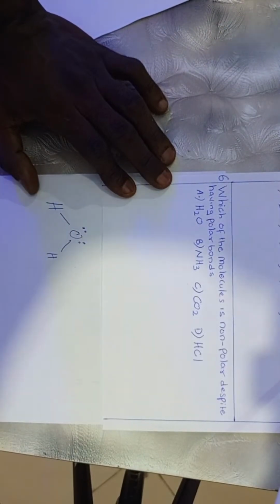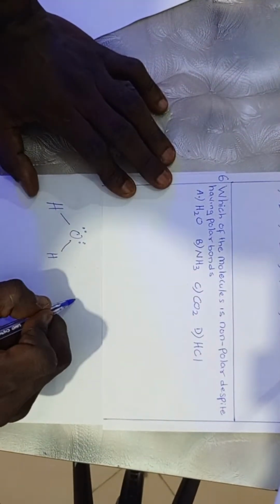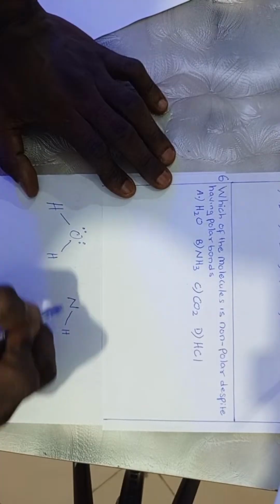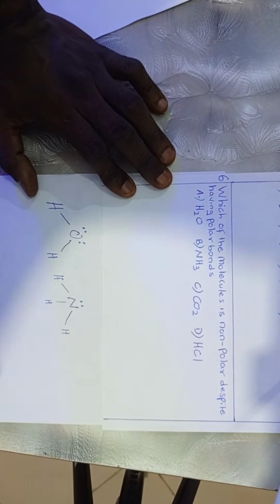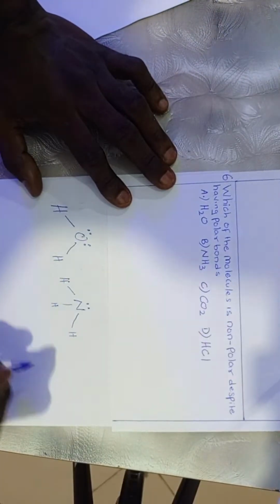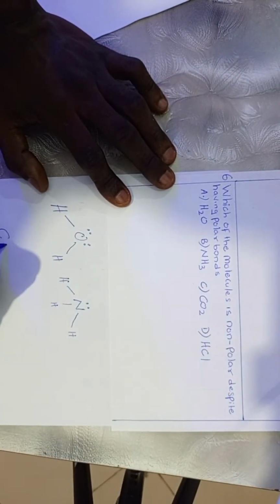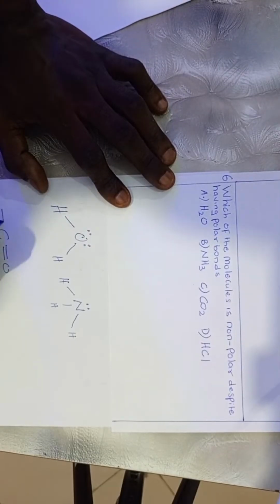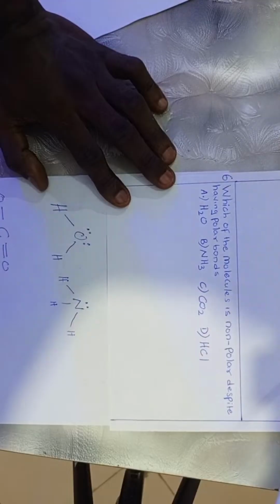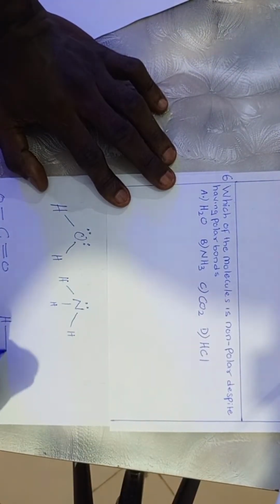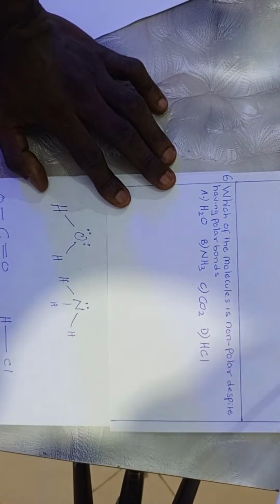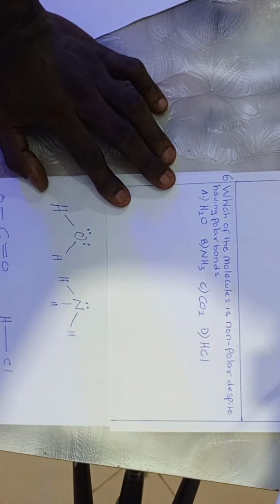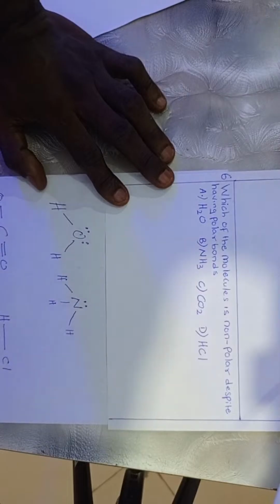All right, so let's draw for ammonia. Ammonia, just like this, N, H, H. There's a lone pair here. All right. What about the other one? You have CO2. CO2 looks like this. You have C here, double bond to O, double bond to O. All right. That's CO2. Now, what about the other molecule there? HCl. You have H, you have Cl. All right. So, which of these molecules here is non-polar despite having polar bonds?